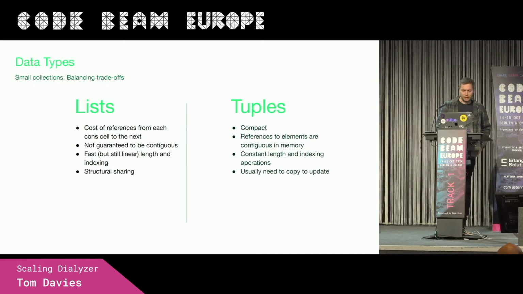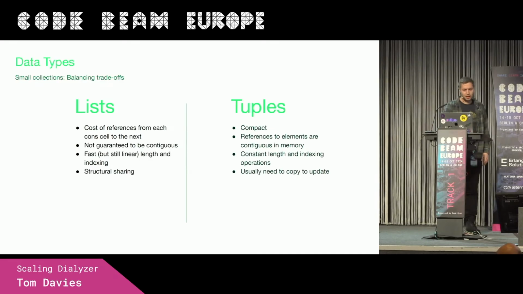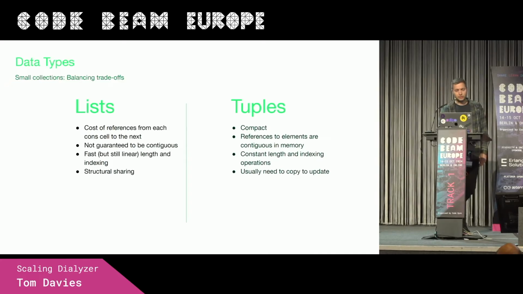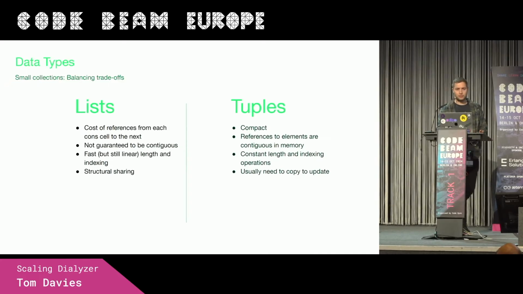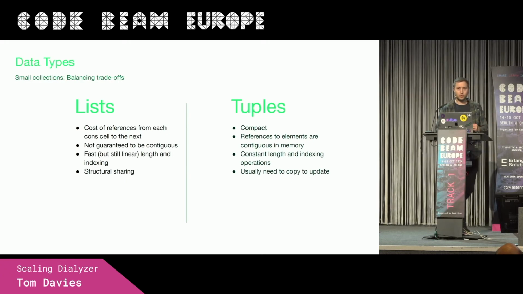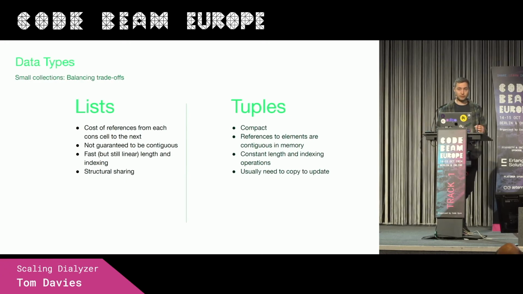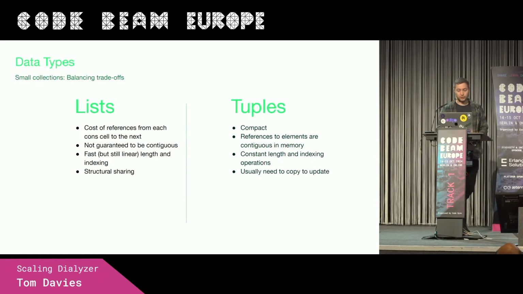So these are some of the things that I considered when thinking about the representation used inside Dialyzer. And in fact, it turned out in practice, using tuples instead of lists as my container type for small numbers of elements was substantially faster for performing quite a lot of operations.